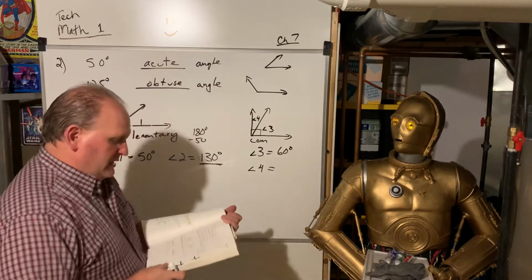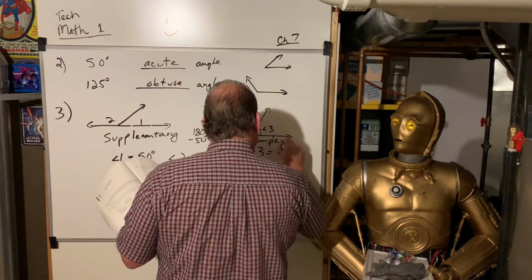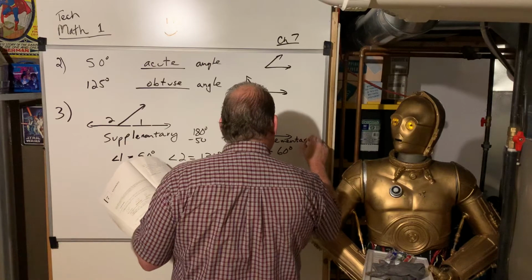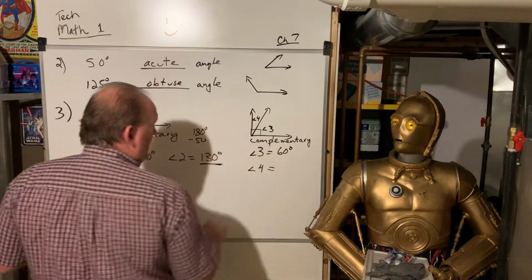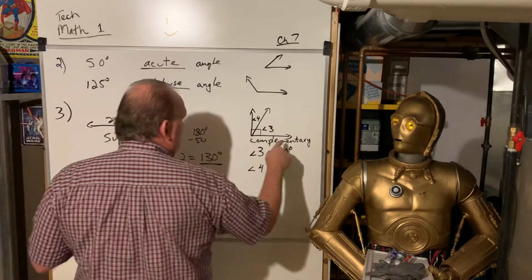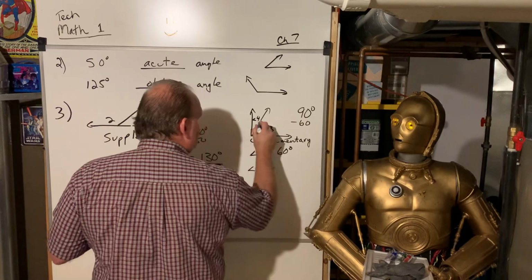Complementary. Not like when you get something free, it's spelled different. It's still pronounced complementary, but there's an E instead of an I. So complementary, that's 90 minus 60 in this case. So that would have to be 30 degrees.